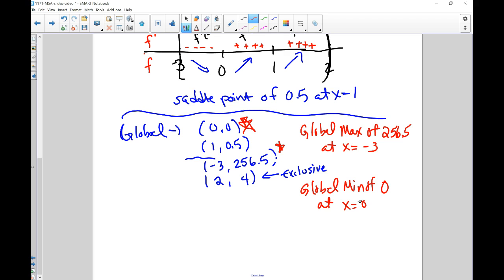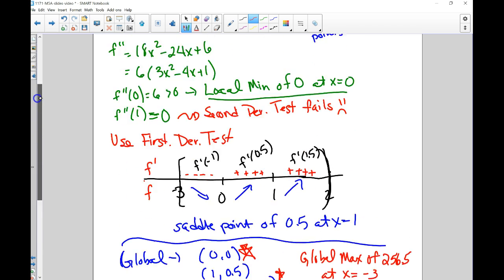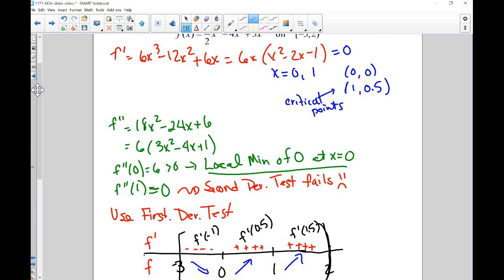Okay, then that's an example of using a second derivative test, and just keep in mind, second derivative is really easy to compute, and then you just have to substitute in to determine local min and max. If that fails, which in this case it did for one of the critical points, then you have to go back to the first.